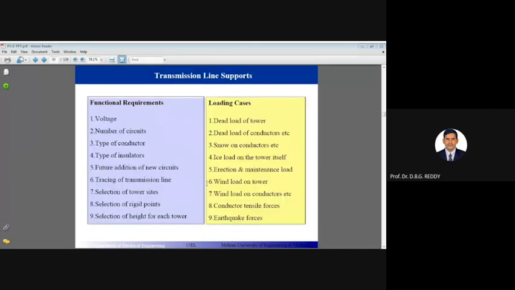Now, loading on transmission line supports. Various types of structures will be there. You can use them according to functional requirements: voltage, number of circuits, type of conductor, type of insulator, and the addition of a new circuit, tracing of the transmission line, selection of tower site, selection of rigid points, and selection of height for each tower. These are the requirements of a transmission line support. We can use ordinary wooden poles, concrete poles, various types. You can see that in the next slide.